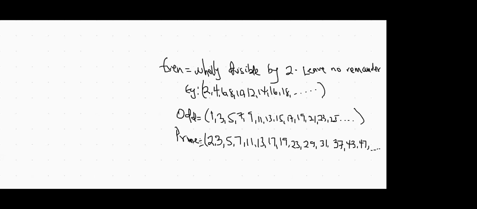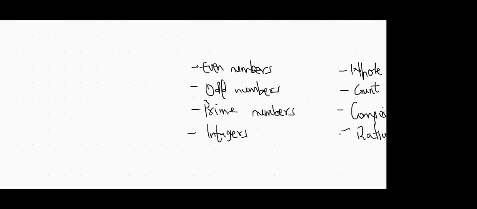So these are examples of prime numbers, numbers that we are expected to know about. So now we've dealt with even numbers, we've tackled odd numbers, we have looked at prime numbers. What are integers? Integers are positive and negative whole numbers.